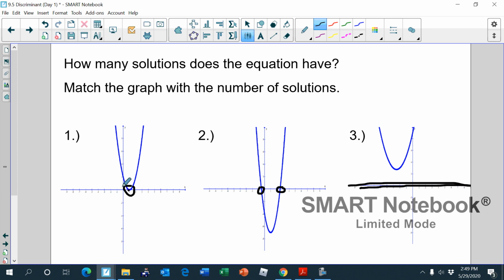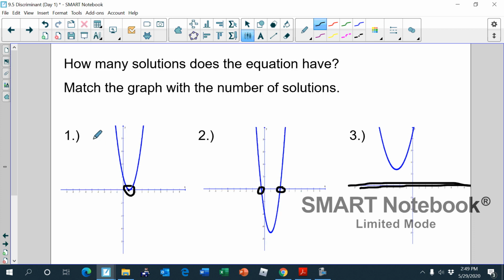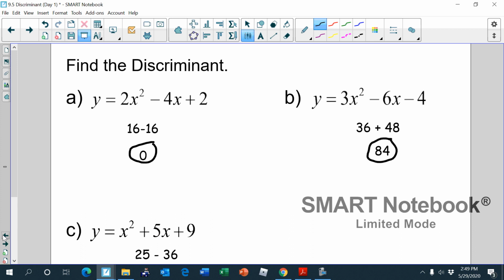Okay, so which one did you have one solution for? Let's look back really quick. There's one solution in letter A because it's 0. So letter A and number 1 go together because there's one solution. Okay, let's look at which one would have 2 solutions. Remember, it's got to be a positive number.